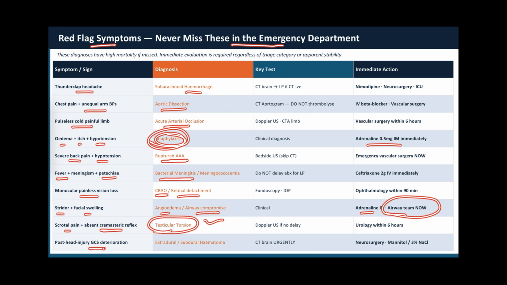Post head injury and GCS deterioration should suspect you for the extradural or the subdural hematoma. CT brain urgently and page for the neurosurgery. Now let's quickly test the framework we have built today.